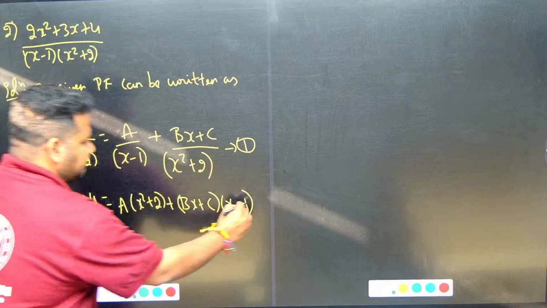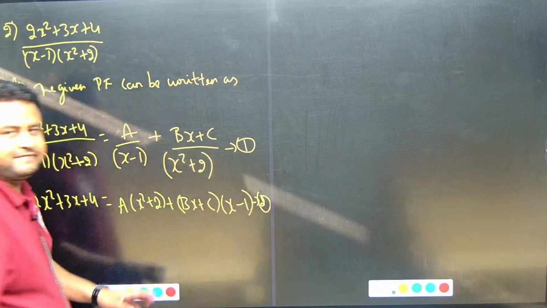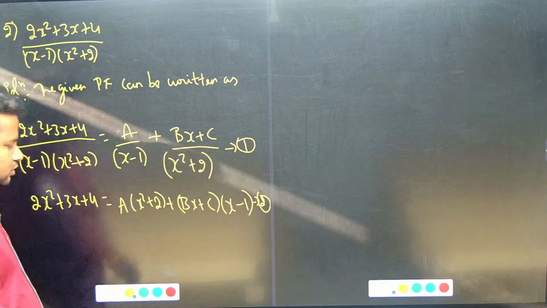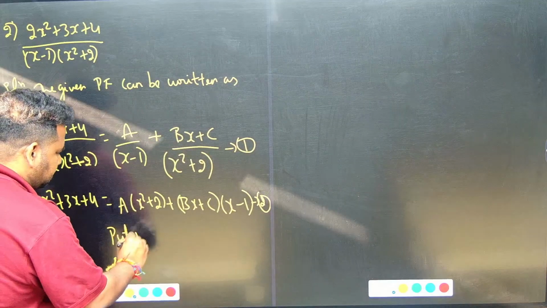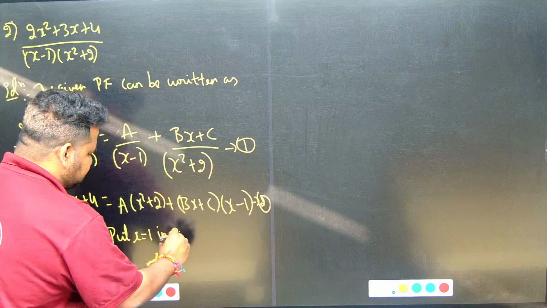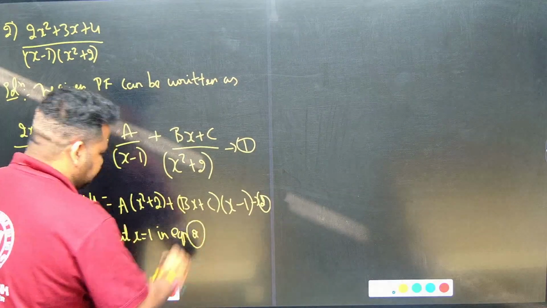Now, let this be equation 2. What we will do? Put x is equal to 1 in equation 2. You write all these steps, very important, in equation 2.